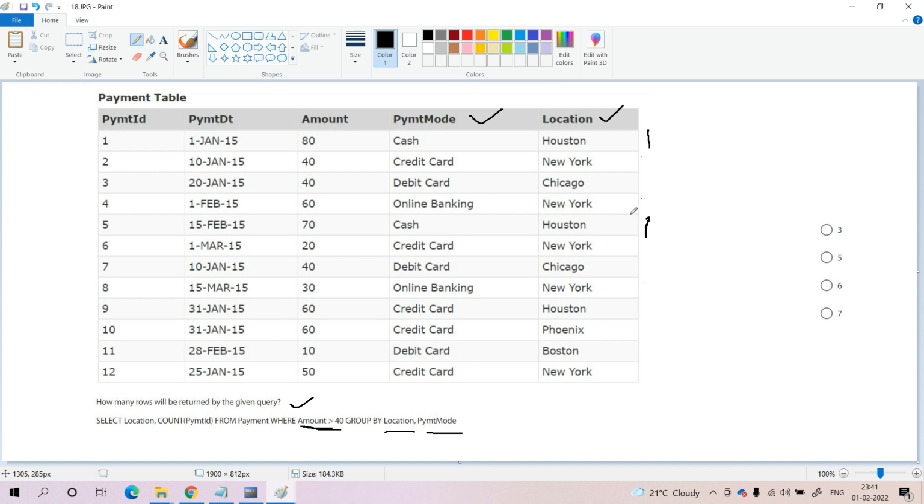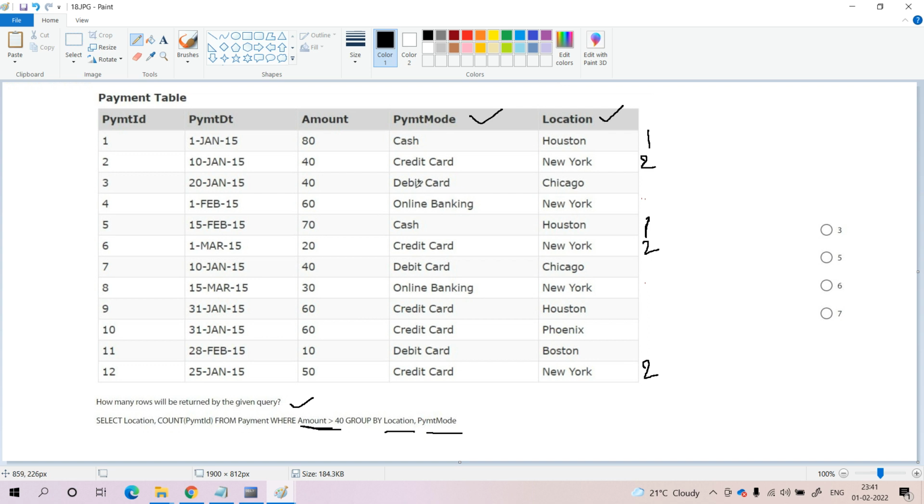So the first group is cash Houston, and the second group is, let's consider credit card as the payment mode and New York as the location. This comes under the second group. Try to check whether it occurs more than one time or not. Yes, here also credit card and New York is available. It also comes under the second group. In the last row also it is available, so it also comes under the second group.